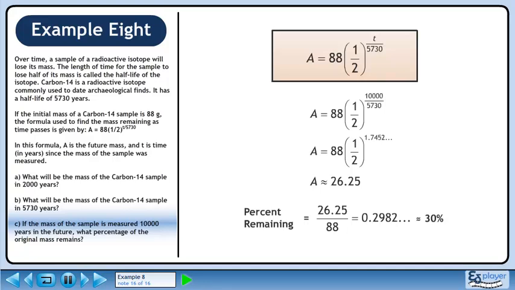We can get the percent remaining by dividing the mass in 10,000 years by the mass today. This is 26.25 divided by 88, which gives us 30%. So in 10,000 years, only 30% of the carbon-14 will remain.